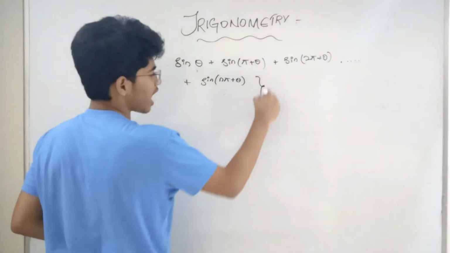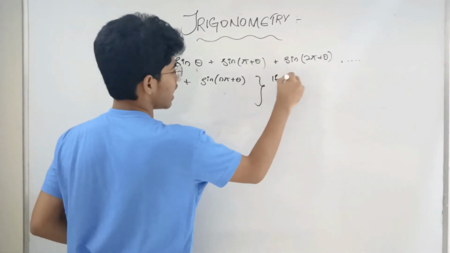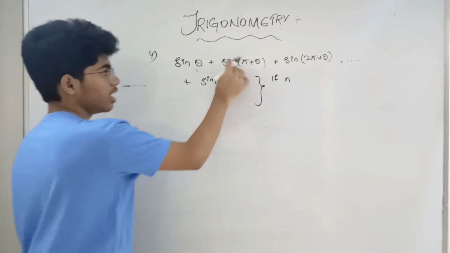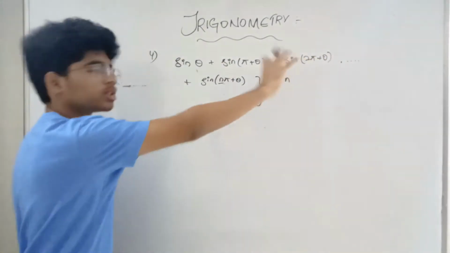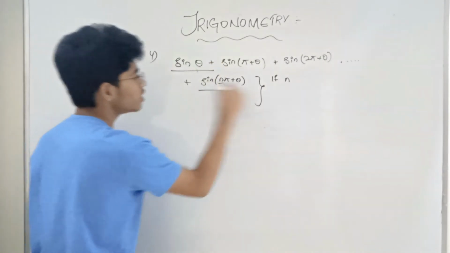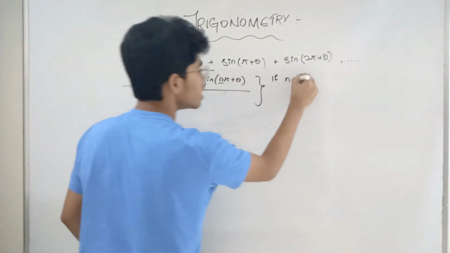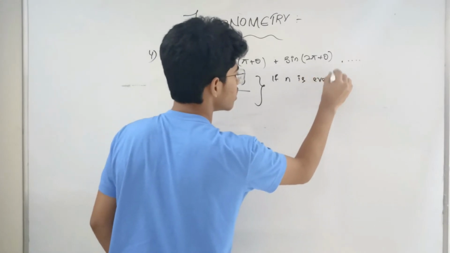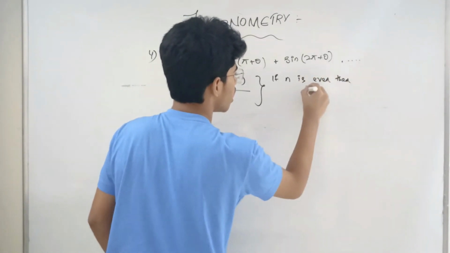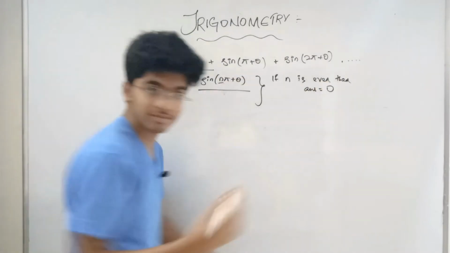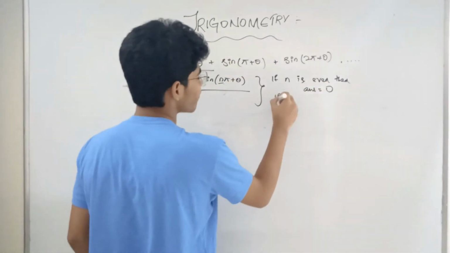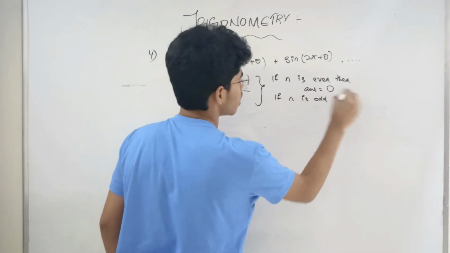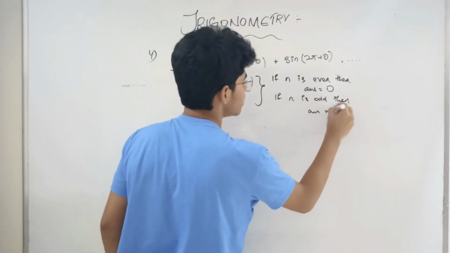For this, we have a solution. Don't forget, this is n. n is the digit before pi. Don't worry about all the middle terms; only concentrate on the first term and the last term. If n is even, then the answer is 0. If n is odd, then the answer is sine theta.